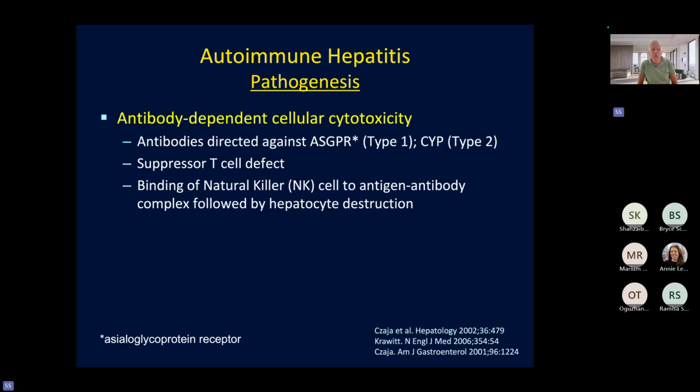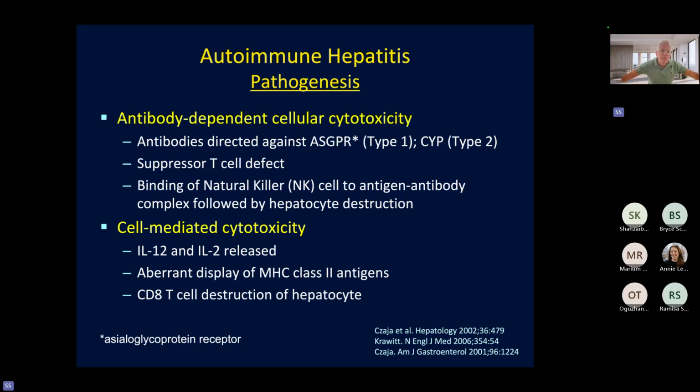These antibodies are generally directed against specific self-proteins. In type 1, this is the asialoglycoprotein receptor. And there's a suppressor T cell defect. Suppressor T cells, or regulatory T cells, hold down the inflammatory response. If there's a defect, you have an overproliferation of natural killer cells. And these lead to an antigen-antibody complex, activated killer cells, as well as pro-inflammatory cytokines that lead to hepatocellular destruction.